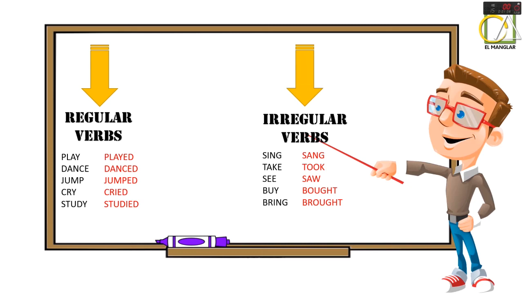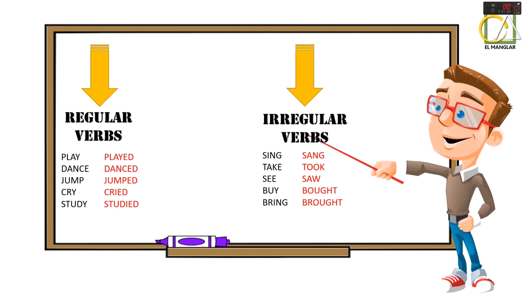Sing becomes sang, take, took, see, saw, buy, bought, bring, brought. As you can see, they change completely the way you write them and the way you say them. Sing, sang, completely different. It's not with ed. We don't use ed at the end of these irregular verbs.